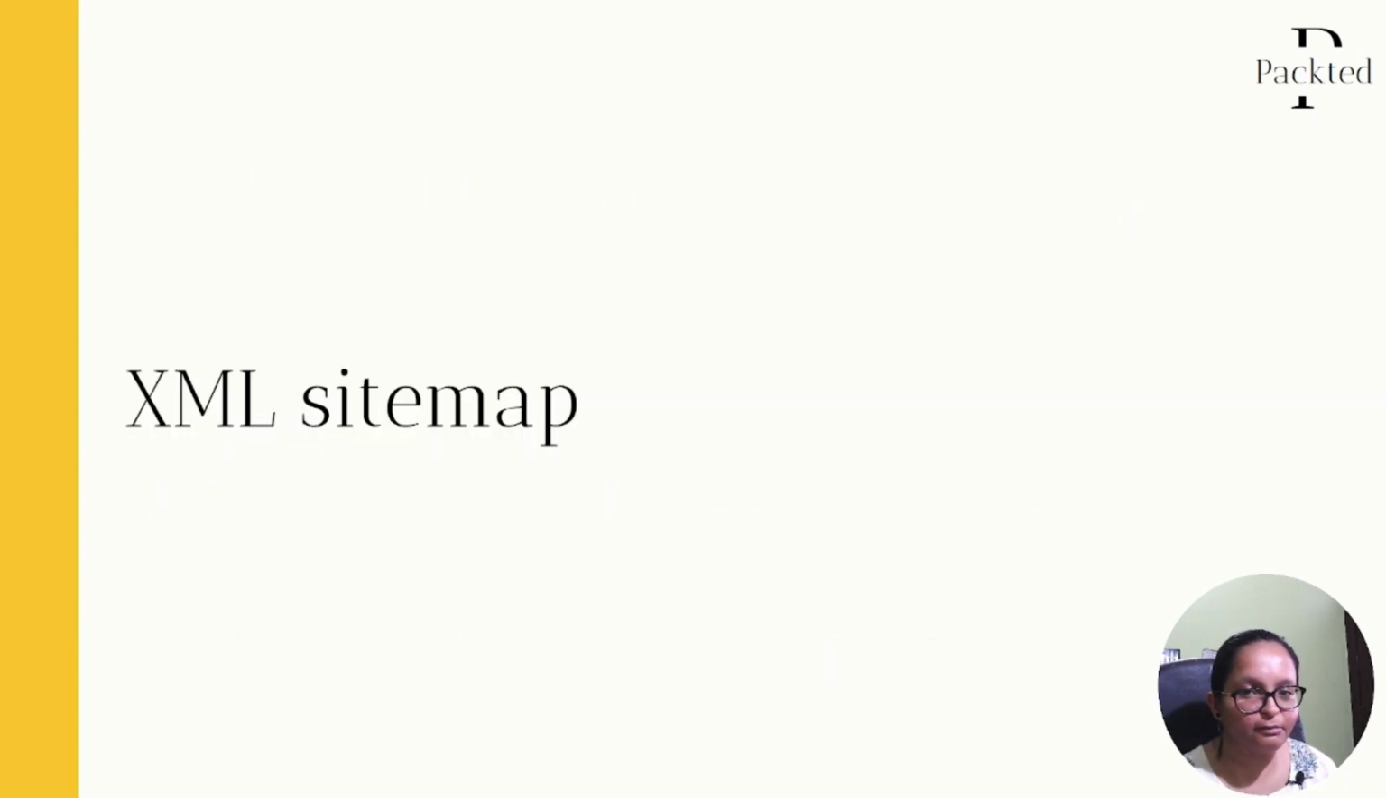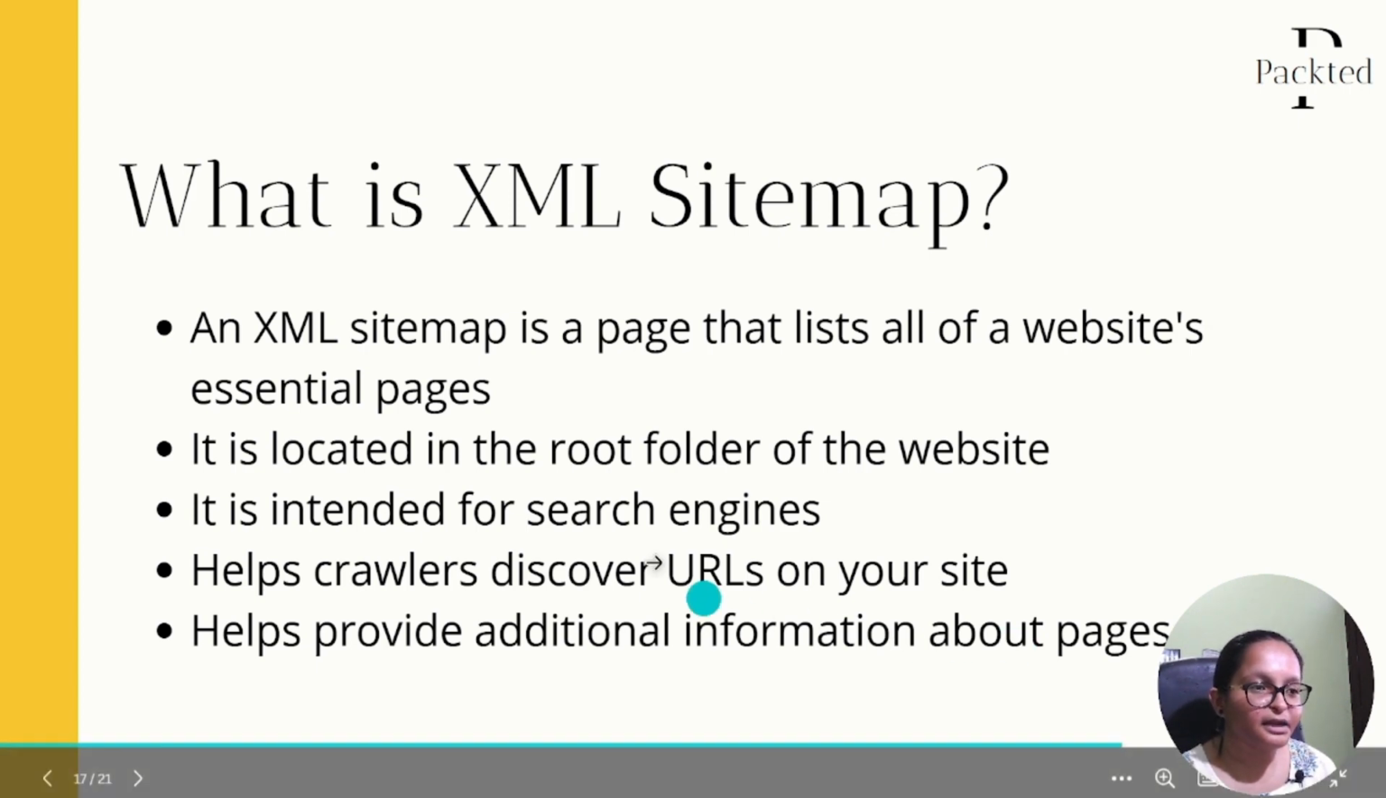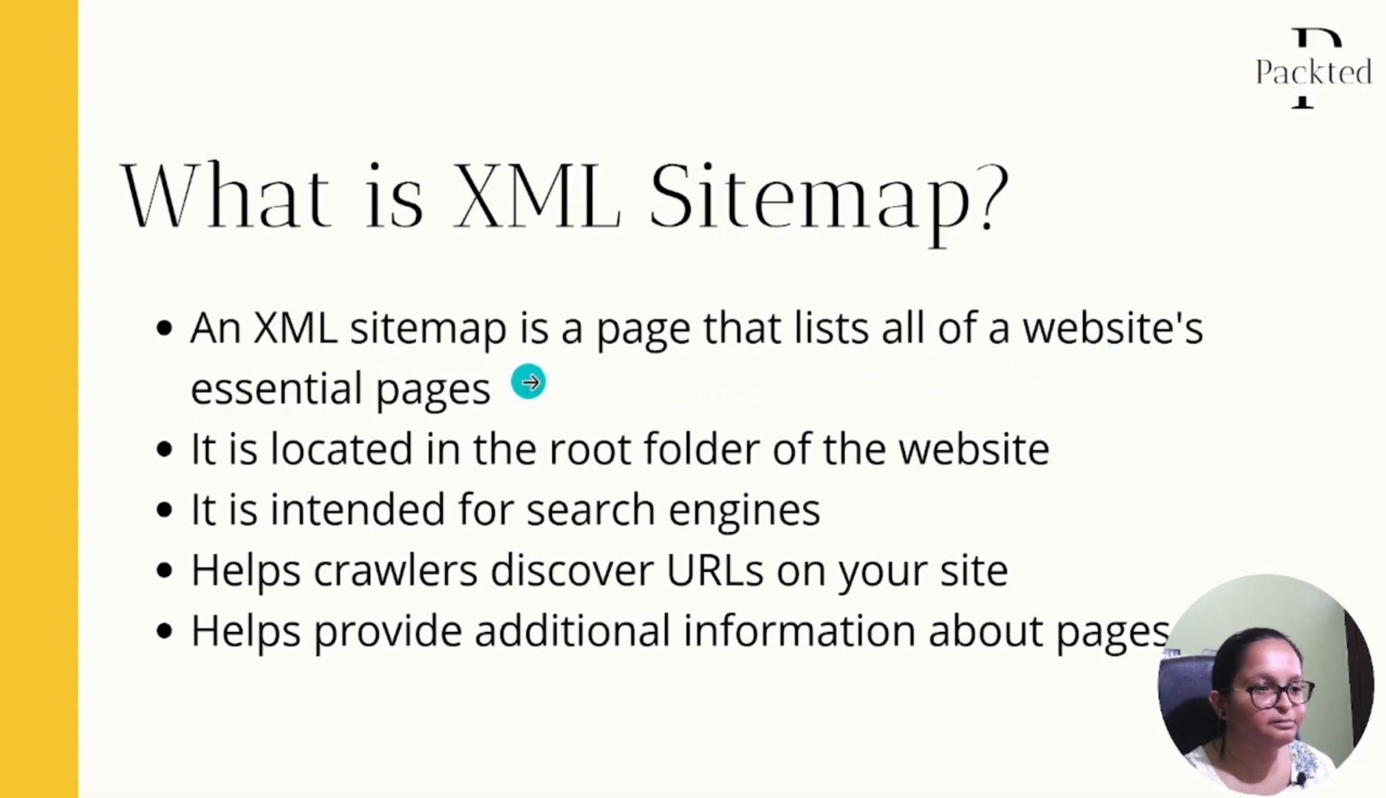Next we are talking about is the XML sitemap. So an XML sitemap is similar to an HTML sitemap, except it is a very different one. I have already showed you the XML sitemap. So an XML sitemap is a page, again, that lists all of the website's essential pages, and it is located in the root folder of the website. The HTML sitemap does not need to be located in the root folder, but the XML sitemap generally should be located in the root folder of the website.